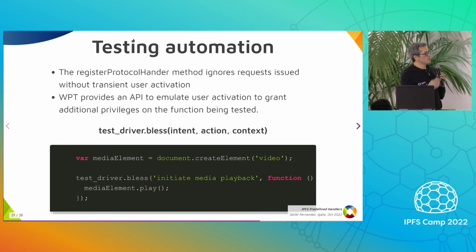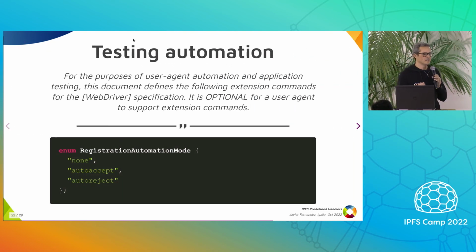Why? Because, as I said, registering a protocol handler requires user interaction, and the browser ignores any request that is not activated with a transient user activation. That means a click, an active event. There is an API in the WPT infrastructure to bypass this, but we still need the user authorization. We need some kind of thing to automate the permission, to grant the permissions.